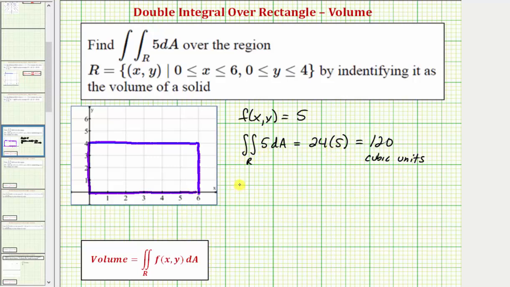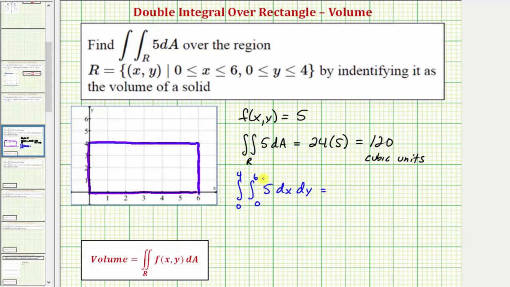So as a double integral, let's integrate first with respect to x, then with respect to y. Of course, we could change the order here, but let's just use it in this order. So the interval for x is from 0 to 6. The interval for y is from 0 to 4.